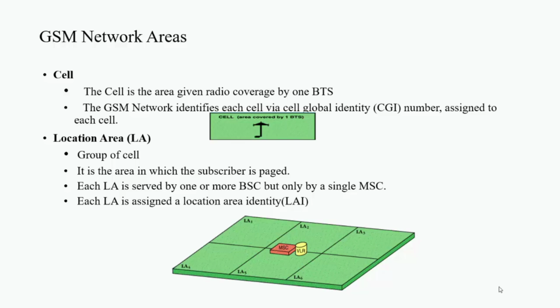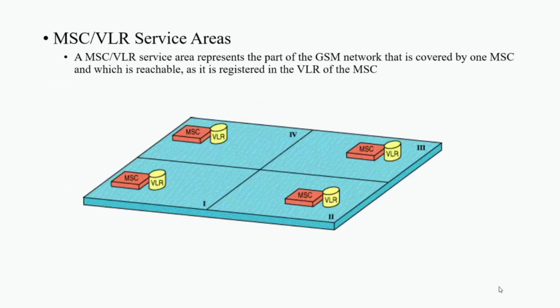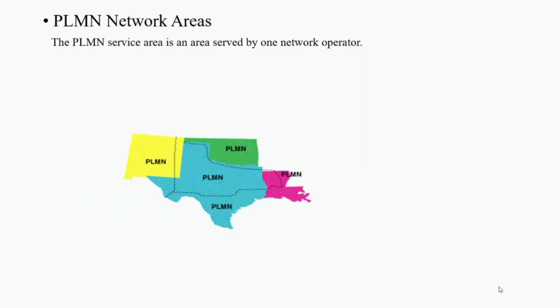One BSC forms a location area, LA, and this location area LA is identified by the location area identity, LAI. For example, you can see in this figure LA1, LA2. Then together these different location areas make a mobile switching center, MSC, or visitor location register, VLR, service area. The area of one MSC we call the service area.